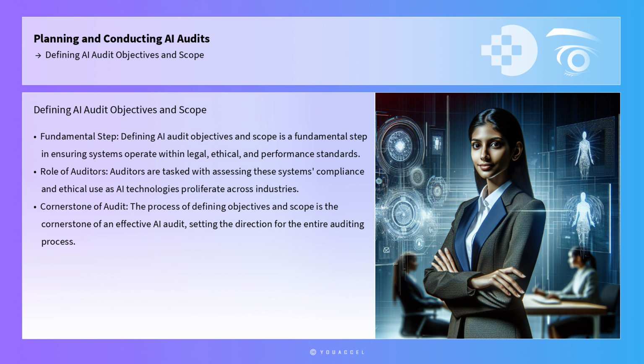Defining AI audit objectives and scope is a fundamental step in ensuring that artificial intelligence systems operate within legal, ethical, and performance standards. As AI technologies proliferate across industries, auditors are tasked with assessing these systems' compliance and ethical use. The process of defining objectives and scope is the cornerstone of an effective AI audit, setting the direction for the entire auditing process. This lesson explores actionable insights and practical tools that help professionals carry out this task effectively.